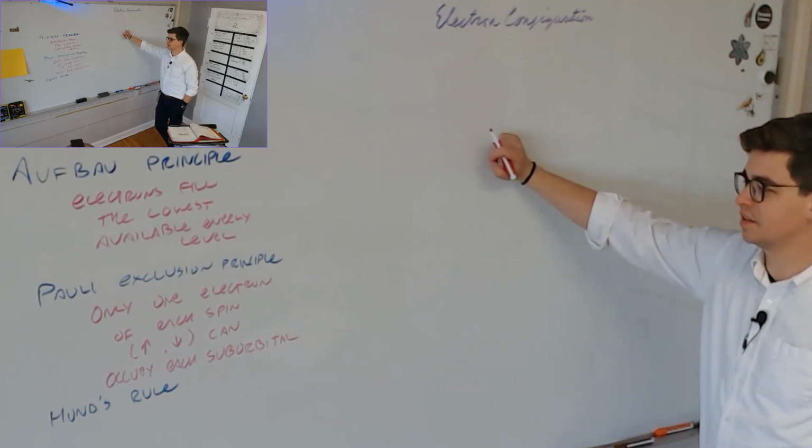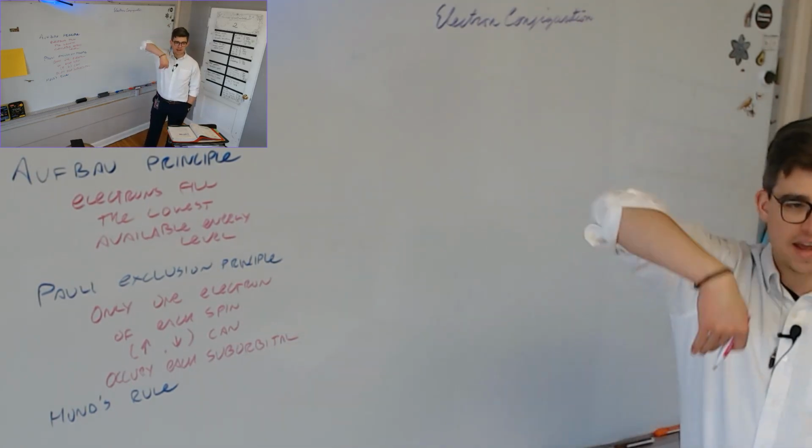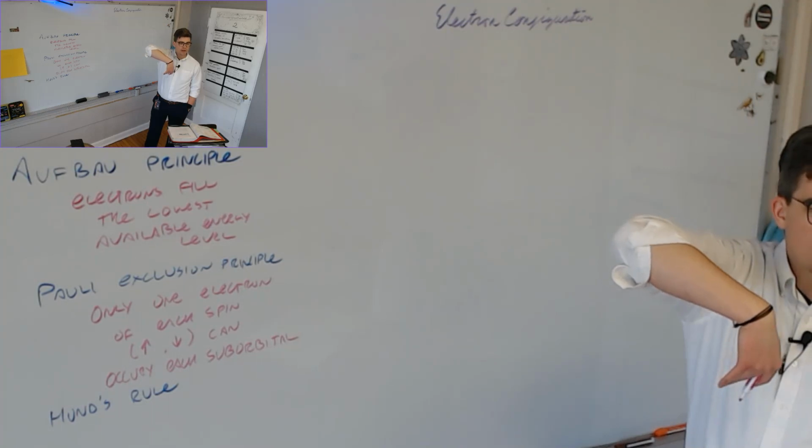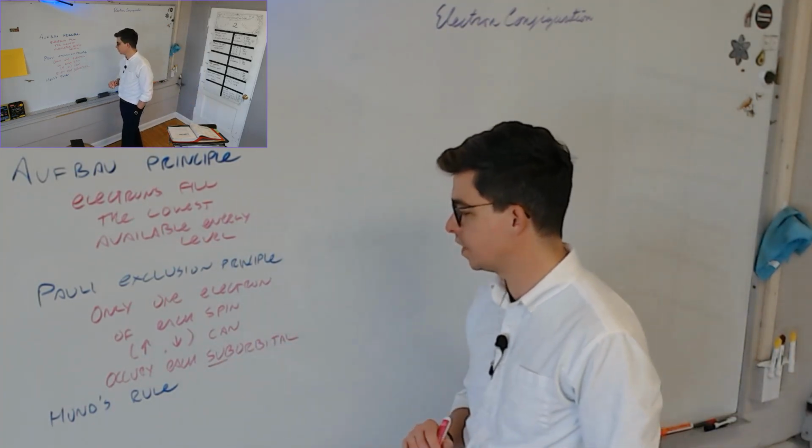Only one electron, this is the Pauli exclusion principle, only one electron of each spin. Electrons can have 2 spins, up and down. What are the 2 spins of an electron? Up and down. Only one electron of each spin can occupy each suborbital, and we'll talk about what that means in a second.